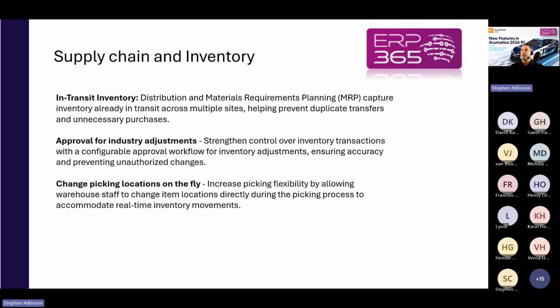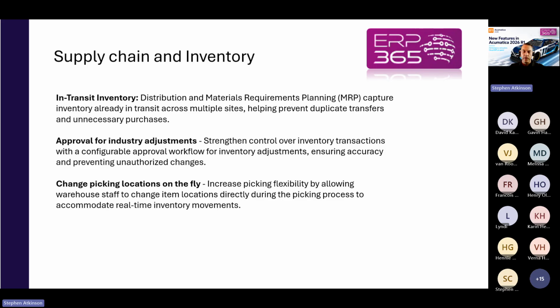But in supply chain and inventory, there's in-transit inventory. Although Acumatica does show you when you've got an item in transit, there has been a bit of a void, especially around DRP and MRP, where you need to know that if I'm about to receive something, I make sure that I don't duplicate my ordering. So they've made a change where they give you a lot more information around the in-transit inventory, which helps when I'm doing my MRP runs to avoid overstocking or understocking.